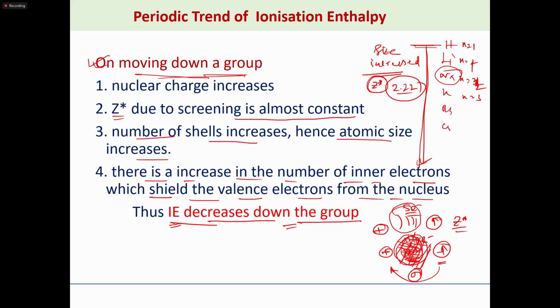So this is the fundamental thing: how ionization enthalpy or ionization energy decreases or increases according to atomic size, moving down the group or across the period. This is the trend of ionization enthalpy, how it is correlated with atomic size and also with Z star, the effective nuclear charge.